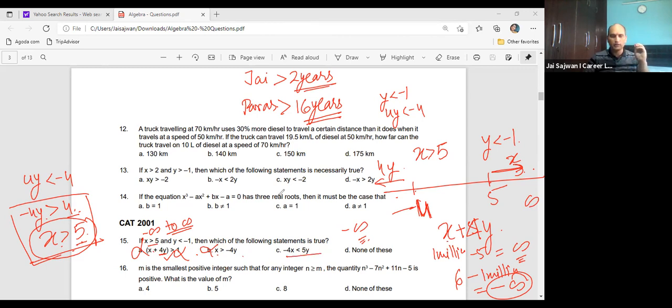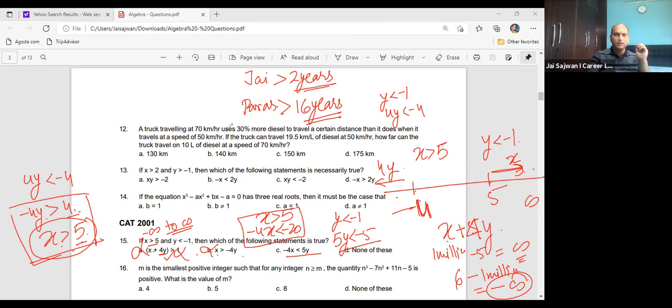Okay, let's come to the third one. X is greater than 5. Minus 4x is less than minus 20. This is what we are concluding. Now the next part of this, 5y. Y is a value which is less than minus 1. So 5y is coming out to be less than minus 5. Fine. So minus 5y is coming out to be less than minus 5. And whereas minus 4x is less than minus 20.